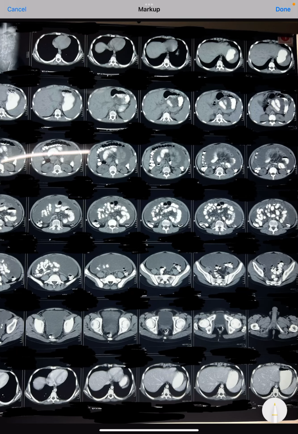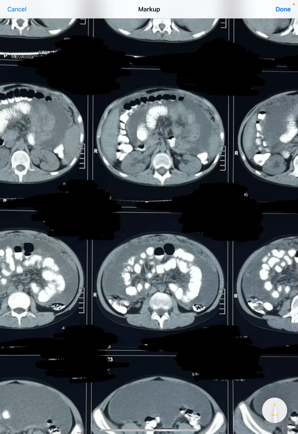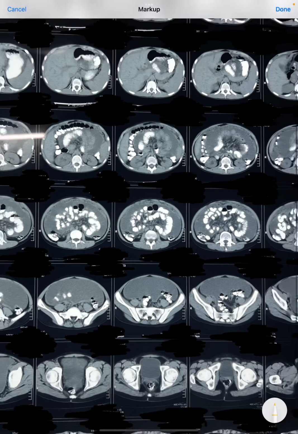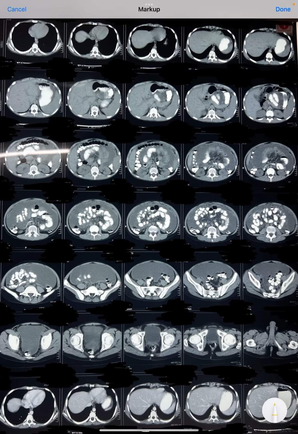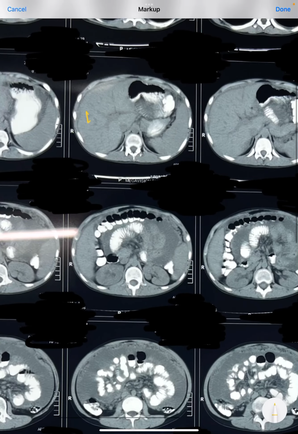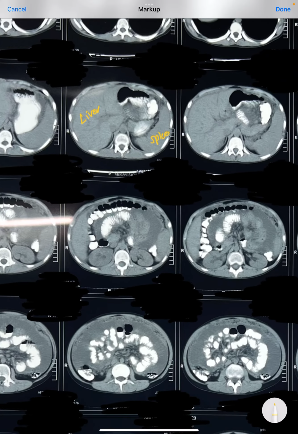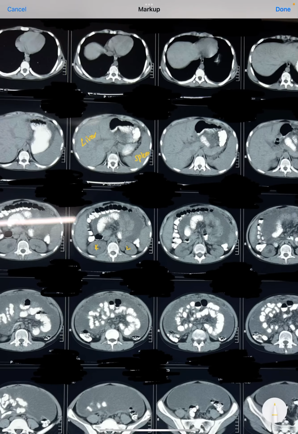Now this is a very interesting CT scan. You can simply pause the video and or you can zoom in and try to find out what is the problem in this particular CT scan of the abdomen. We know that this is a CT scan of the abdomen because we can see very crystal clearly the liver, spleen, and the right kidney and left kidney. So this is definitely abdomen.